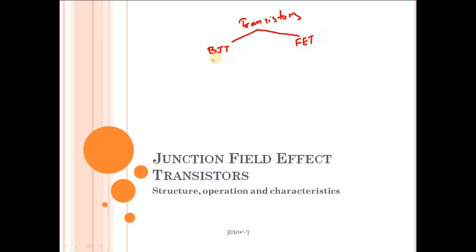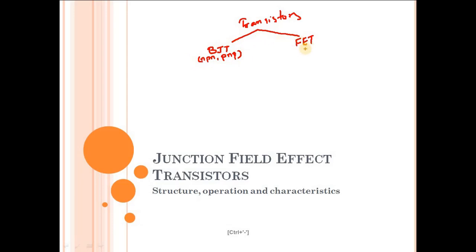transistors. So BJT can be a NPN BJT or a PNP BJT. So these are the different variants of a BJT only. NPN and PNP are the variants of BJT, bipolar junction transistors.